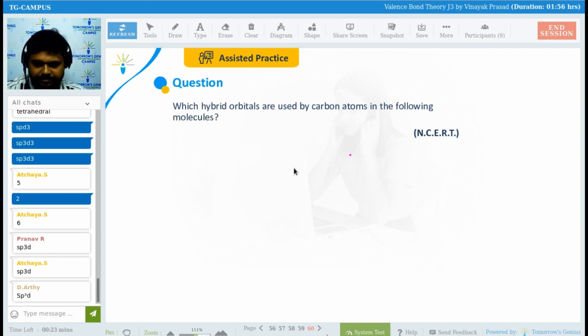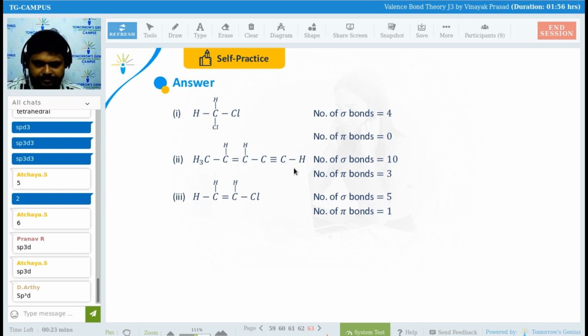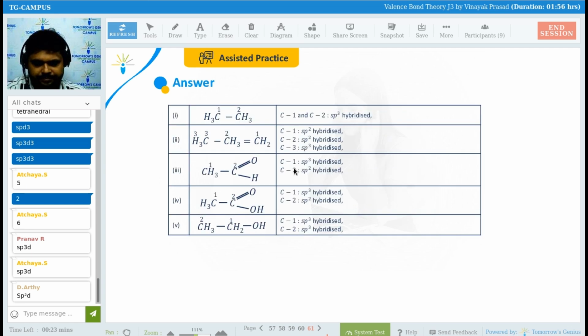Do one thing, just a minute. Let's do this question. First we will do this question, then we will move to the class assessment part. Just see here. If I ask the hybridization for this carbon, how can we find it? Guys, please open your eyes and try to solve the question. See here, CH3 and a single bond C is there, right?